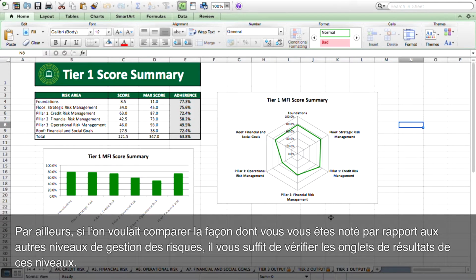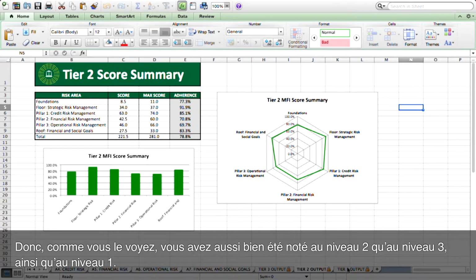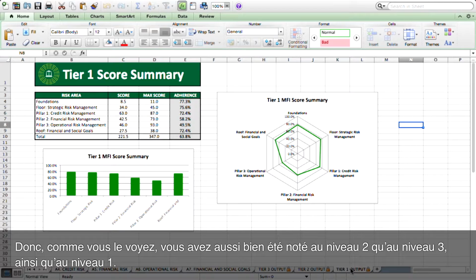By the way, if you wanted to compare how you would have scored against other tier categories in risk management, you simply need to check the output tabs of those tiers. So as you see, you also have scoring in Tier 2, Tier 3, as well as Tier 1.